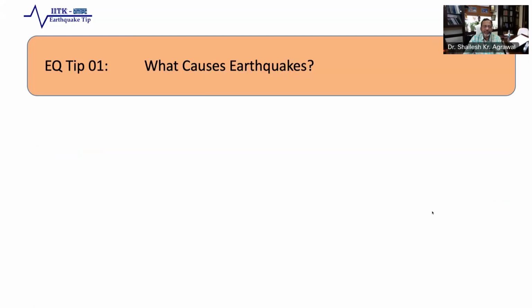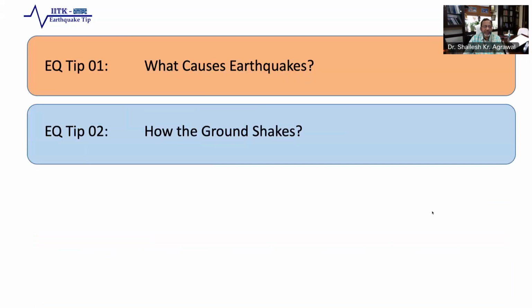The earthquake tips being explained to you are as follows. Tip number 1 is about the causes of earthquake, which is mainly attributed to plate tectonics theory. Tip number 2 explains that earthquake travels in the form of seismic waves, which get amplified or attenuated depending upon the soil strata they are traveling through.